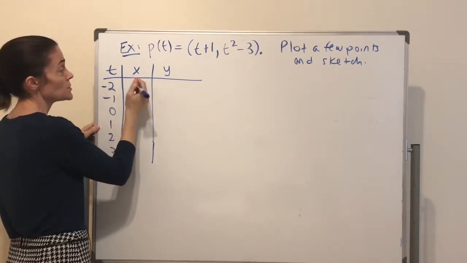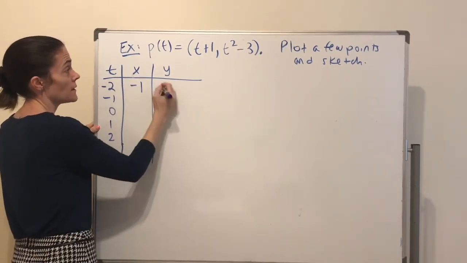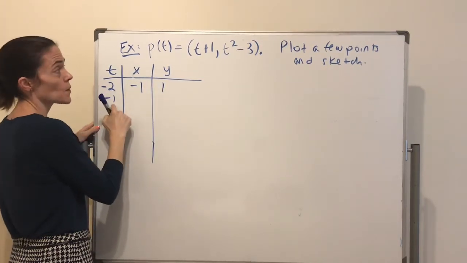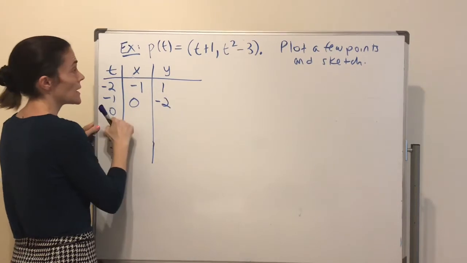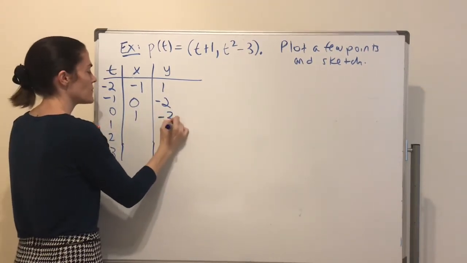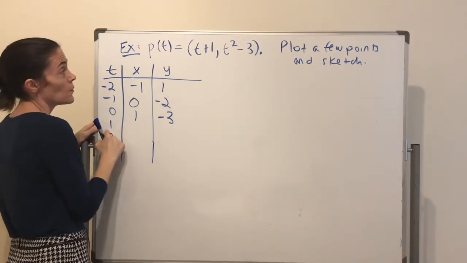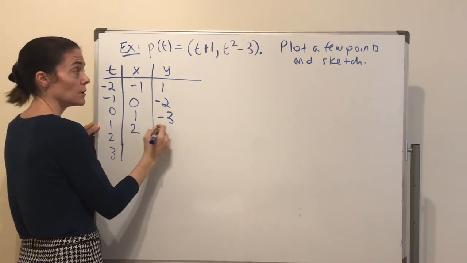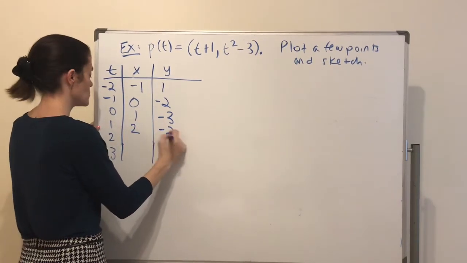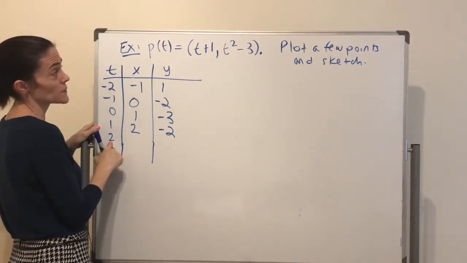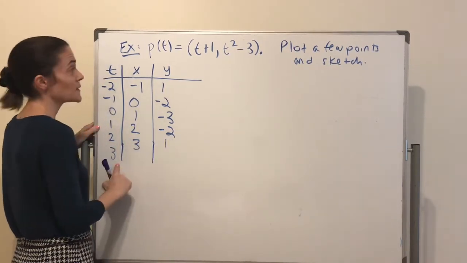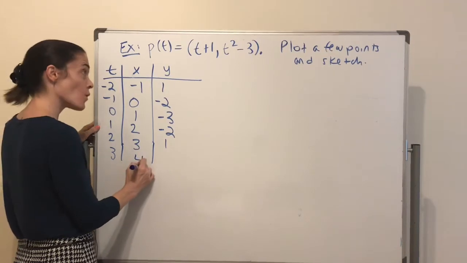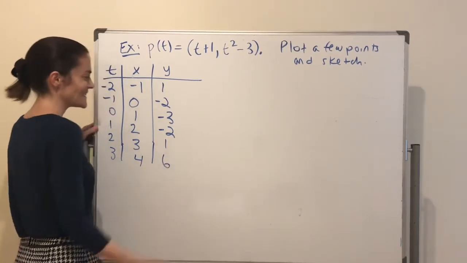At minus 2, we have negative 1 and 1. At minus 1, 0, and negative 2. At 0, we get 1, negative 3. At 1, we get 2, negative 2. When t equals 2, we have 3, 1, and finally when t equals 3, we have 4, 6, okay?